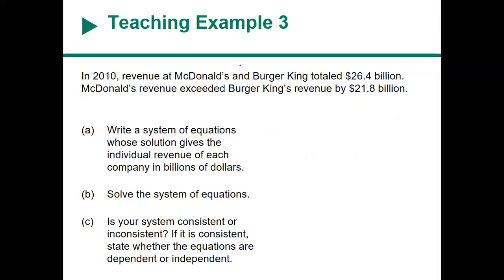McDonald's plus Burger King. The keyword is "and." M plus B equals 26.4. There we go. Does that make it better? No.